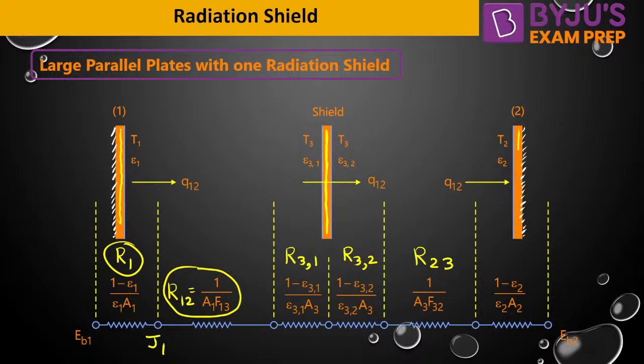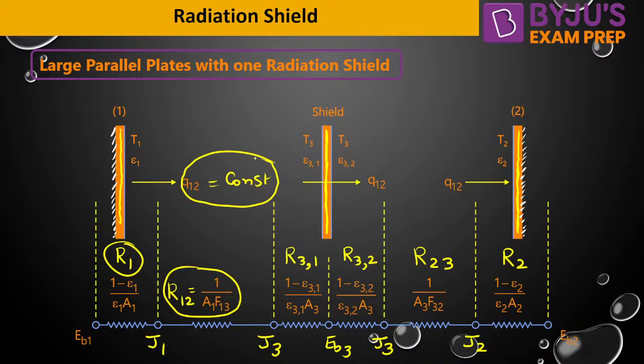And finally, the last surface can be treated as a black body with a cover. Then there will be a surface resistance for surface 2. This is J1. This can be called J3. This is EB3 and this is J3 and this is J2 and this is EB2. This is how the circuit diagram can be drawn, and Q12 remains constant because all the resistances are in series.